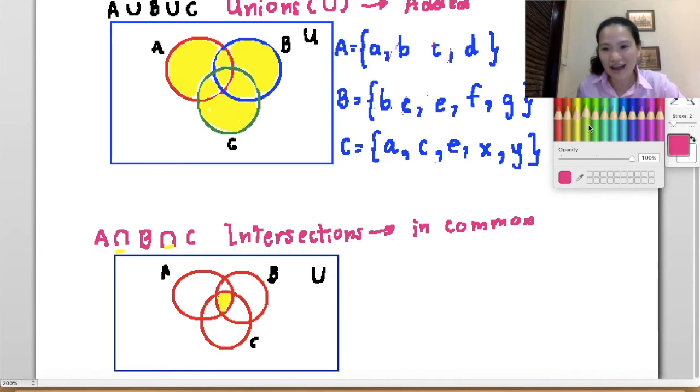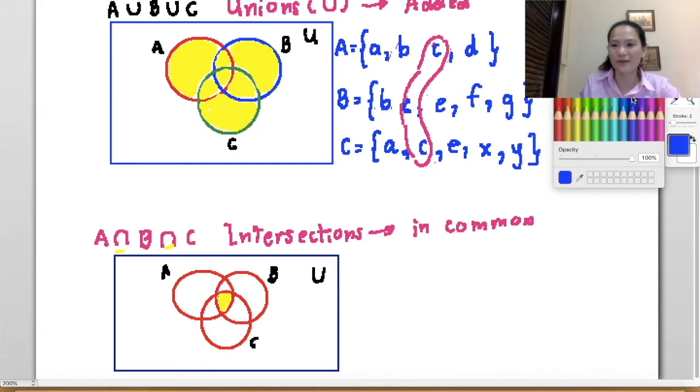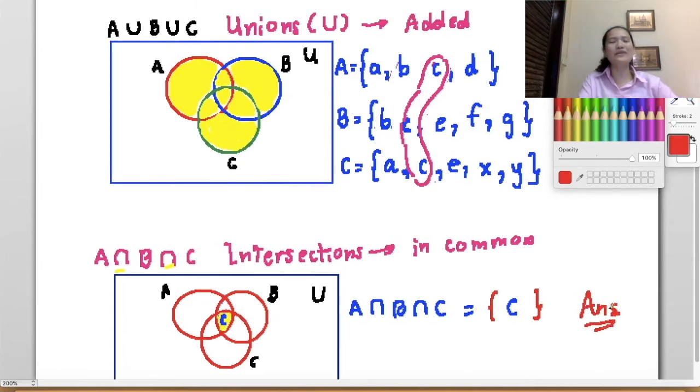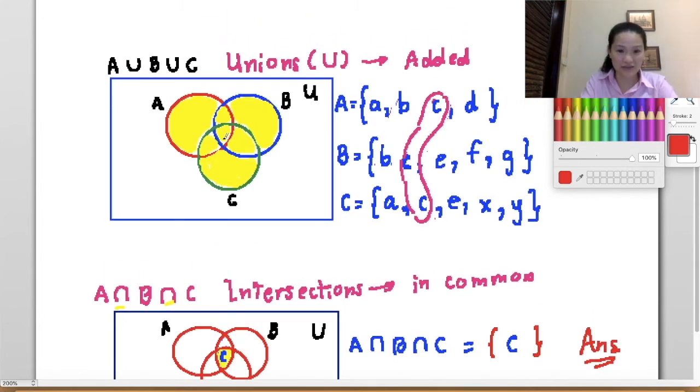I can see that one is C. So the member of C is in common with A, B, and C. So I wrote down C here. And now you get the answer: A intersect B intersect C is equal to set C. That's it. That is your answer. Okay, write down here answer. Now we still want to find A union B union C, and I know that in the middle here is C.